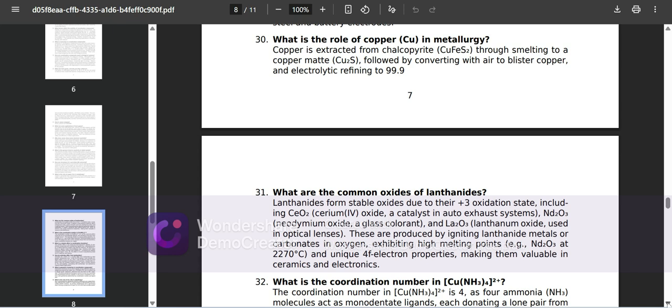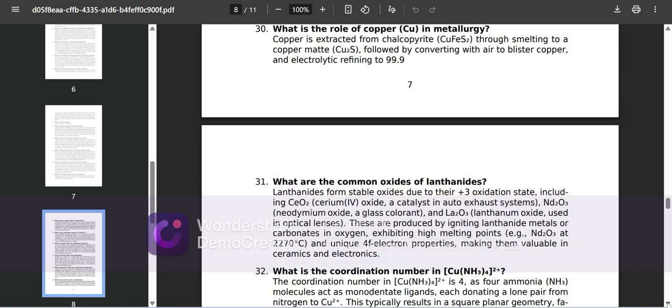What is the role of copper in metallurgy? Copper is extracted from chalcopyrite, CuFeS2, through smelting to a copper matte, Cu2S, followed by converting with air to blister copper and electrolytic refining to 99.9 percent purity.